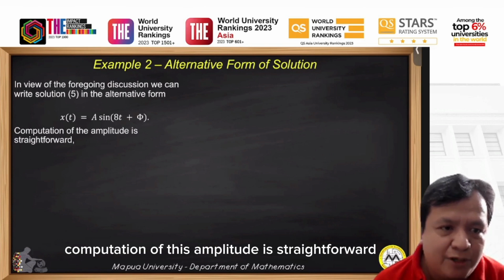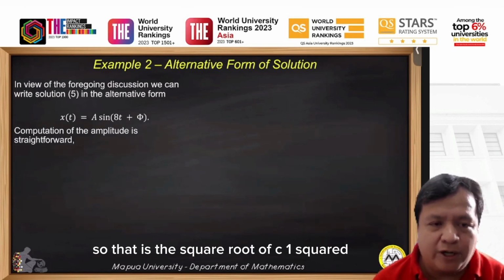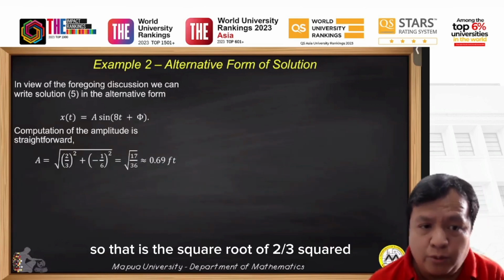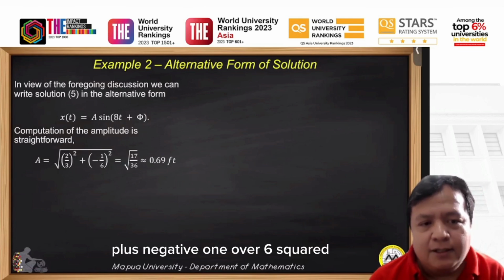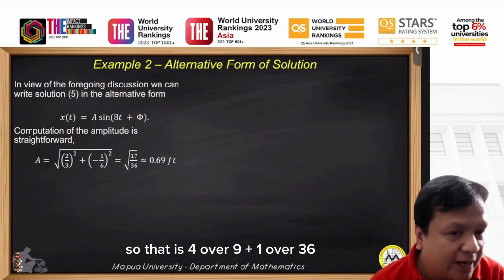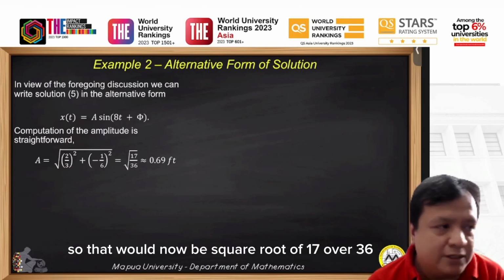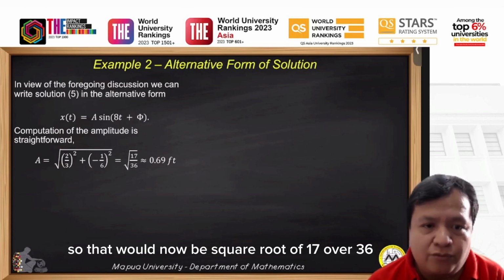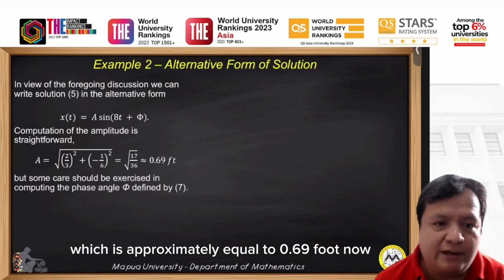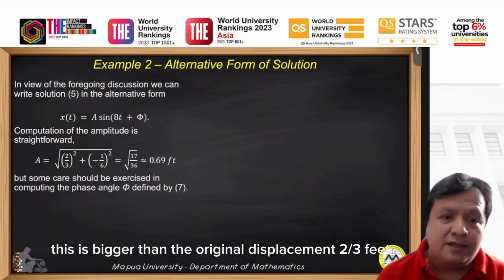Computation of this amplitude is straightforward, so that is the square root of c1 squared plus c2 squared. So that is the square root of (2/3) squared plus (negative 1/6) squared. So that is 4 over 9 plus 1 over 36. So that would now be the square root of 17 over 36, which is approximately equal to 0.69 foot. Now this is bigger than the original displacement, 2/3 feet.